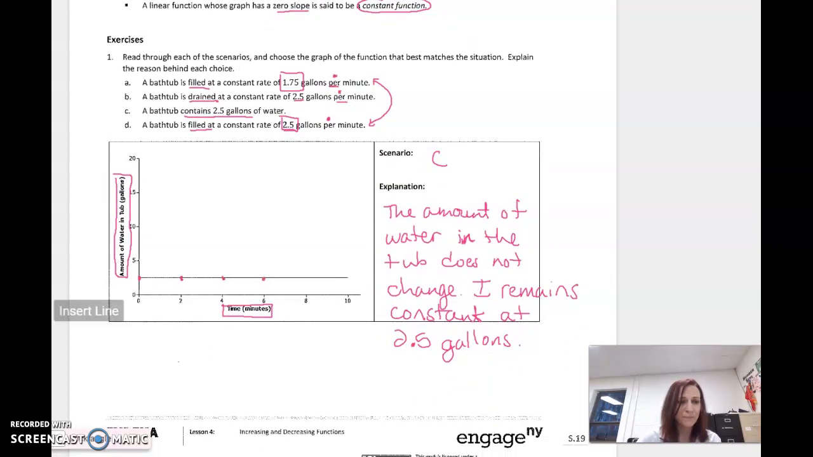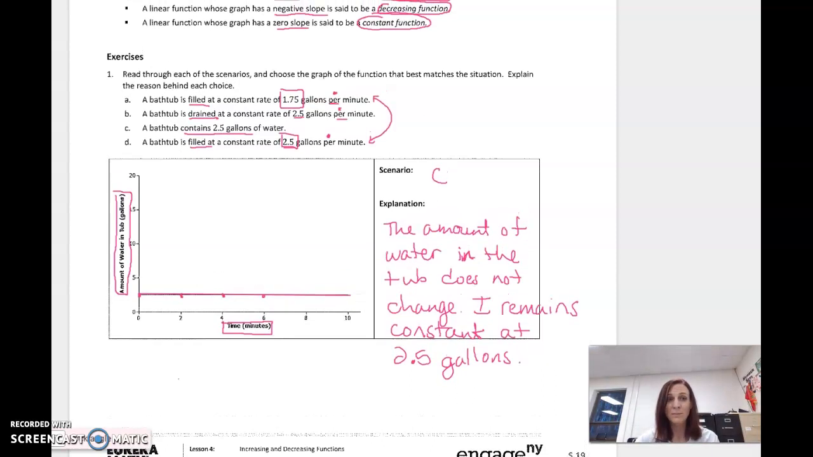Now, if you think back, zero slope was a horizontal line, right? Slope tells us how much is going up or down as we move from left to right, and this is moving 0 units up or down. So it's constant at 2.5. That's what that constant means. Okay, so now let's look at the other three.